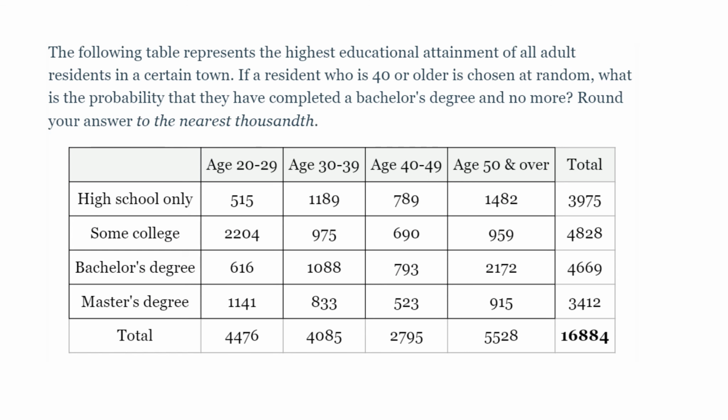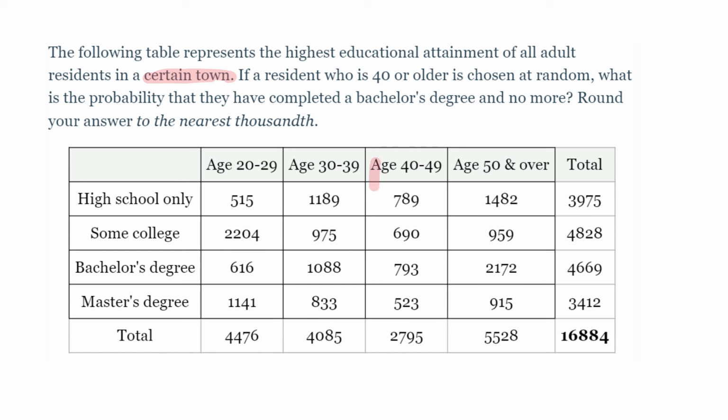And our last example, it says the following table represents highest education. I do want you to notice this data has changed. This is a fresh, new, must be a new town because it says the same thing, but the data is different. It says educational attained by all the adults in a certain town. So this is a different town. All right. It says if a resident who is 40 years or older is chosen at random.